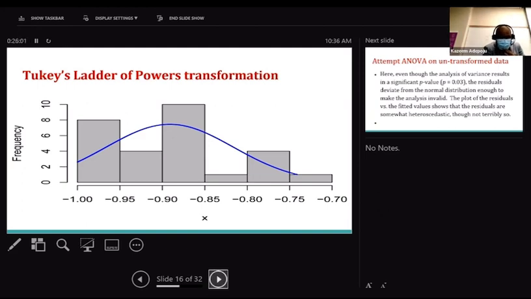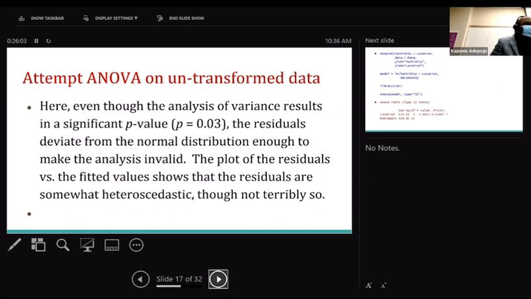Now, let us see what happened if I want to conduct analysis of variance on a data set that is problematic. What do I mean by that? A data set that has not been transformed. We want to use the turbidity now, because we actually want to compare turbidity in different locations.